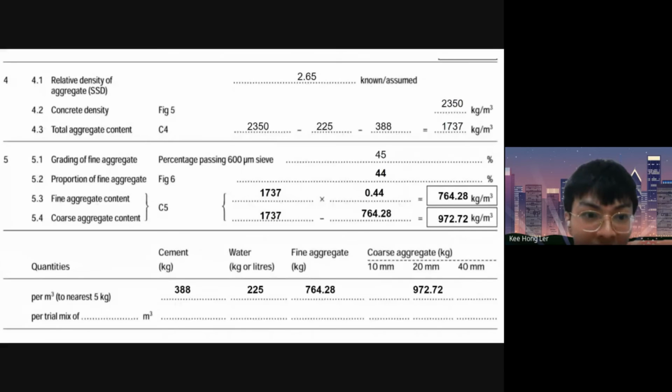So we can get the fine aggregate content equal to the total aggregate content times 44%. So we can get 764.28 kilogram per meter cube, and the remaining will be coarse aggregate.